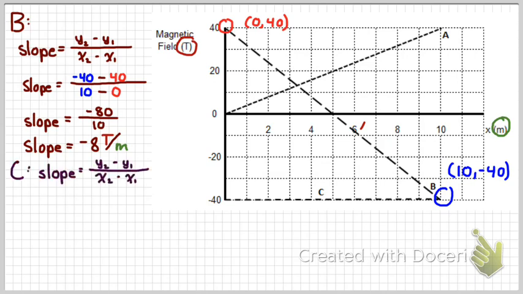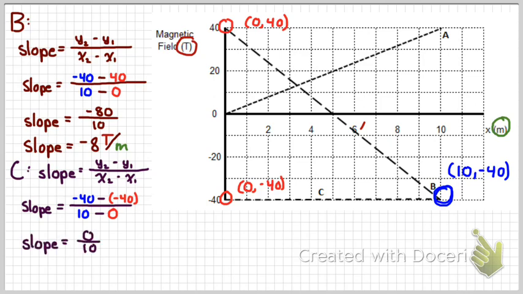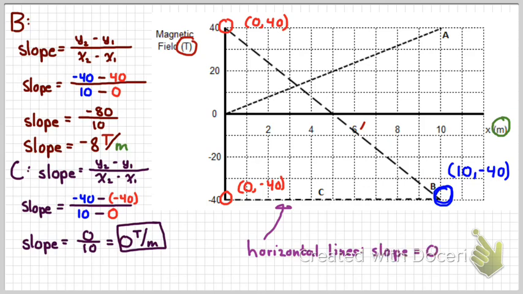Finding the slope of point C, do the same thing. Find 2 points. My blue point down there at the end is the same as it was in the previous example. Substitute. Y's over x's. Now negative 40 minus negative 40 is 0. So you end up with 0 over 10, which is 0. Whenever you see a horizontal line, that's going to be something with a slope of 0. A line sloping up has a positive slope. A line sloping down has a negative slope.